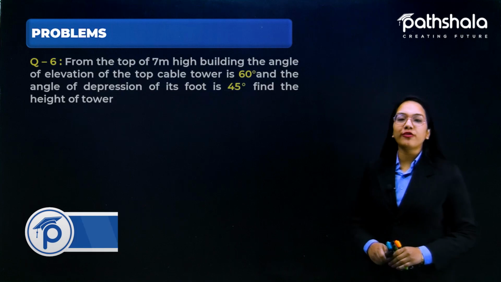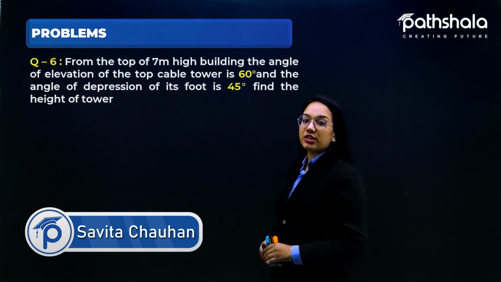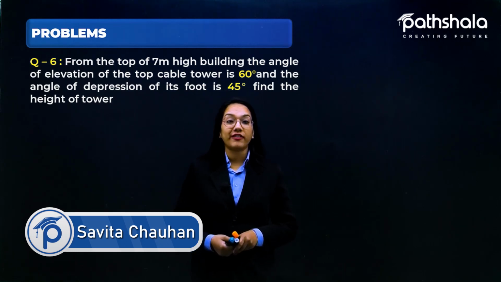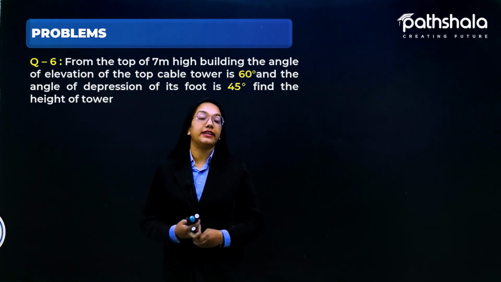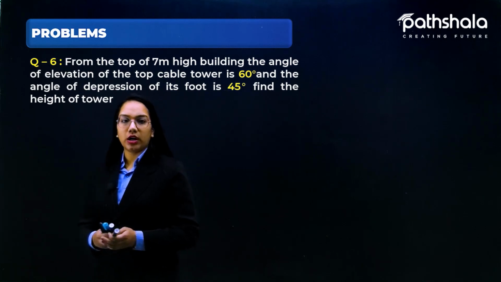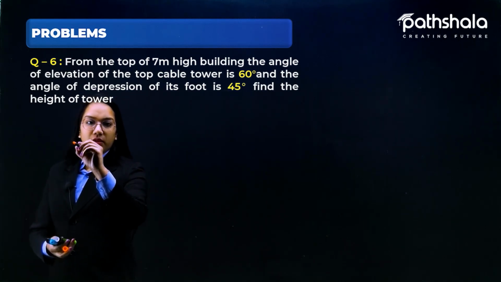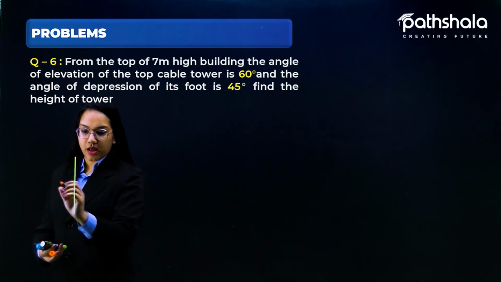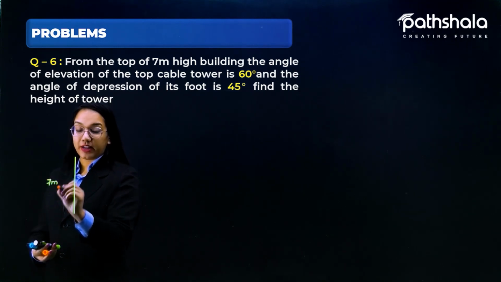Now let's move on to question number 6, which says: from the top of a 7-meter high building, the angle of elevation of the top of the cable tower is 60 degrees. Let us suppose I draw the whole situation. So we have a 7-meter high building. Let us suppose I'm taking this as my 7-meter high building.